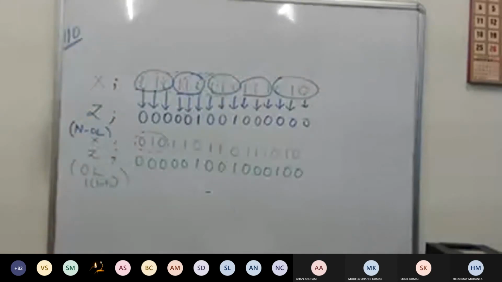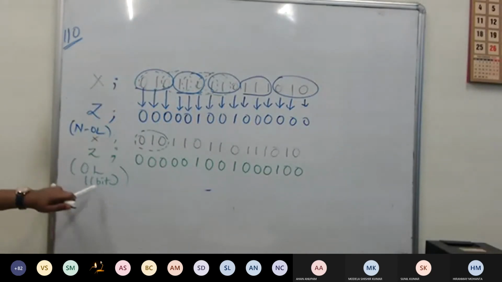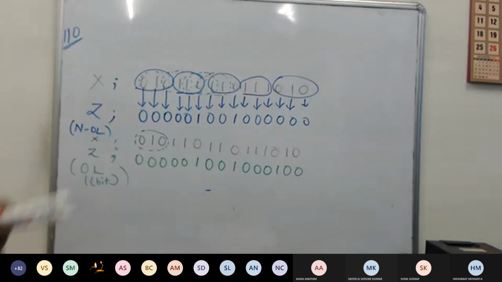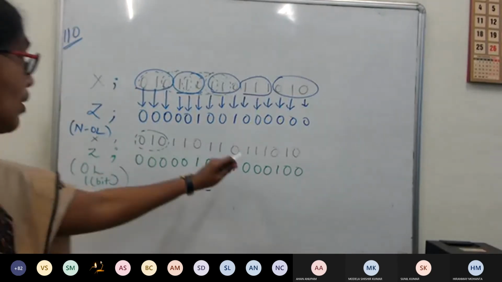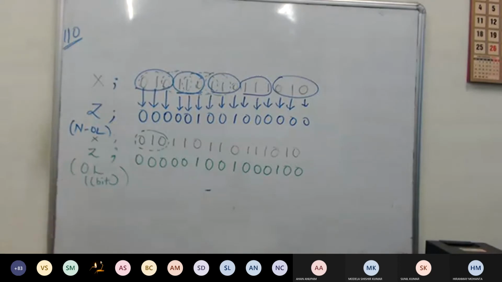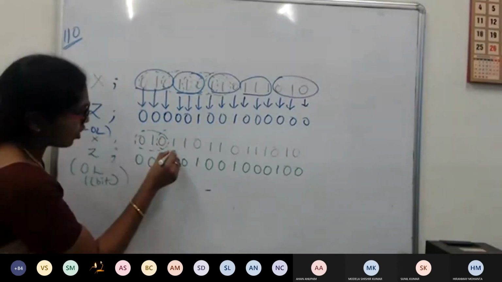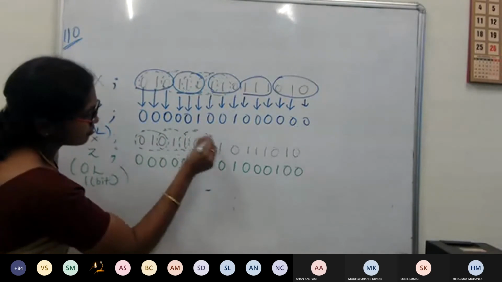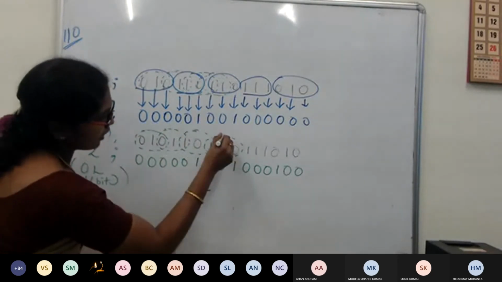Is that fine? Now see, I allow 1 bit overlap. Check your outputs, this and that. Is there a difference? Yes, there is a difference at this point. 1 bit overlap. Is that clear? Please try to understand. Every time this is what I allowed: 1 bit overlap.